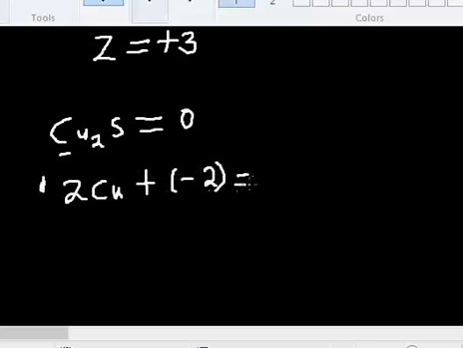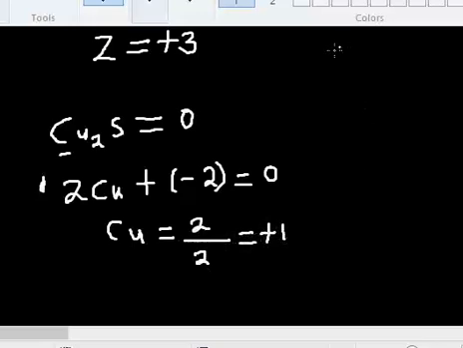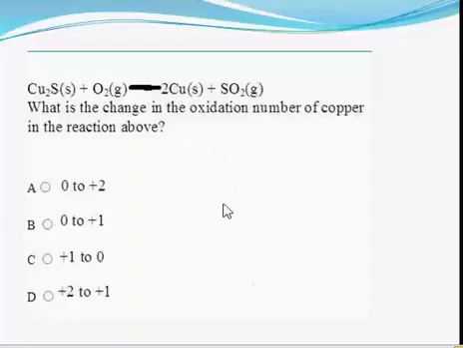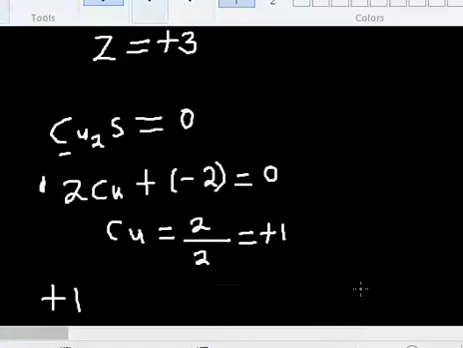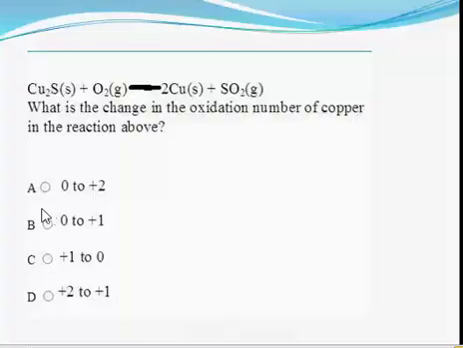All right, equal to 0. So take this to the rest of the equation. So now we have the Cu to be equal to 2 all over 2, which is +1 at the reactant side. So copper is +1. Then at the product side, copper is just a free metal, that is 0, right? So at the product side, copper is 0. So the oxidation number of copper actually changes from +1 to 0.